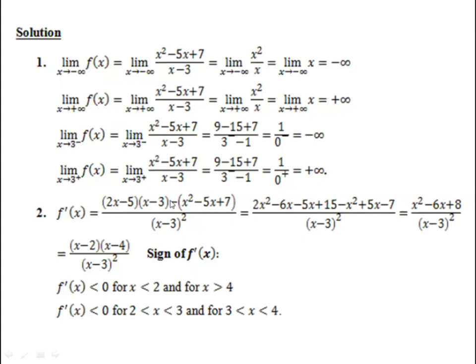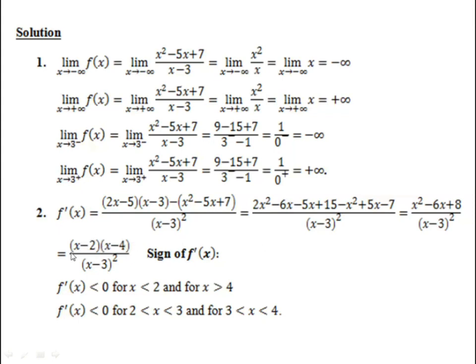Here we will perform the expansion and then simplify to get x squared minus 6x plus 8 all over x minus 3 all squared. We can factorize this term using the quadratic formula or using the calculator. So we will have f prime of x equals x minus 2 times x minus 4, all over x minus 3 all squared. So now we have to study the sign of f prime of x. Here we have a squared quantity, so we will study the sign of x minus 2 and x minus 4.